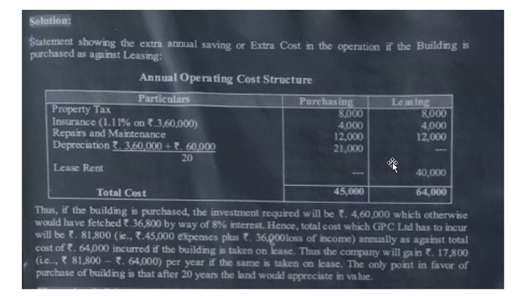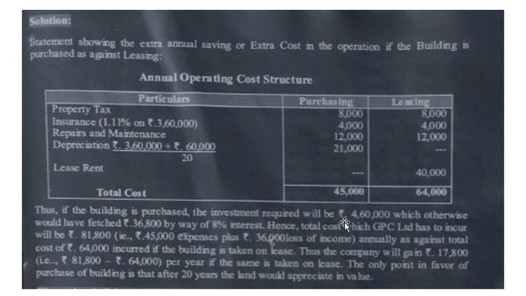So now as per the explanation given here, if you're just looking into this, you can come to the conclusion that while leasing the cost is more, so it is better to purchase where the maintenance cost is less. Yes, you will make a decision based on this, but you need to understand clearly that if the building is purchased, the investment required will be 4,60,000. So 3,60,000 is for the building, 40,000 for land, and 60,000 for renovation, which gives you a total of 4,60,000, which otherwise would have fetched 36,800 by way of 8% interest.